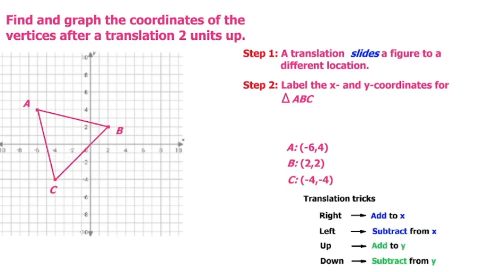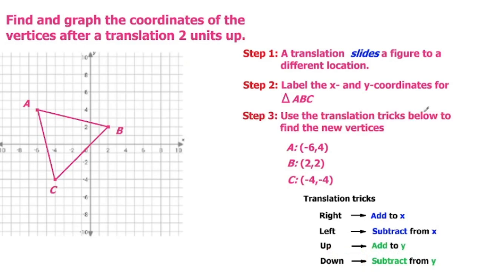Okay, the next thing to do is to understand what the translation tricks are. Okay, so when you're told up, which is what we're told here, then we add to y. Okay, we add to y the units that it tells us to move up. So we use the translation tricks below to find the new vertices. So all we have to do is add 2 to the y.